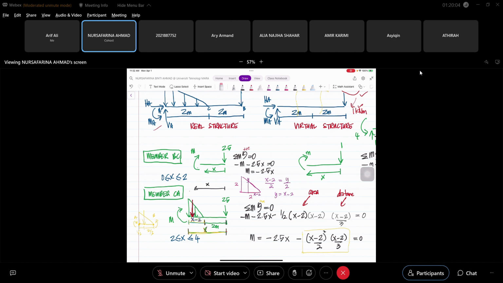For member BC, I will get a negative 2.5x. And then the member CA comes from... okay, so the range must be correct. You kena tengok range tu. Kalau you buat right hand side semuanya, so range tu daripada mana ke mana. Okay, dari mana ke mana.